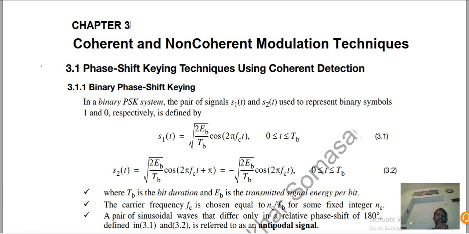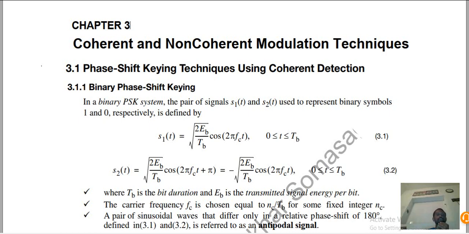That is, S1 of t is represented in the form of energy and pulse duration, equal to square root of 2 times EB by TB into cos 2 pi FCT, over one complete duration of the pulse, that is 0 to TB. And S1 of t has no phase shift, or we can say the phase is equal to 0, which is shown as equation number 3.1.